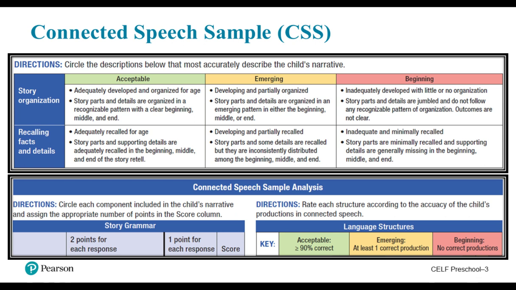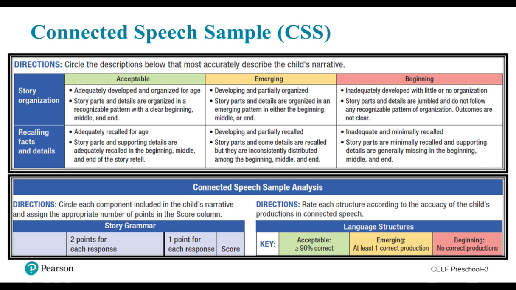It's actually still a work in progress because right now we're in the midst of a usability study, and we have examiners in the field trying out the record form and the materials to see if everything is clear and they know what to do with the scoring on this. We've actually changed the story organization section that you see here to delete the first bullet, actually for both story organization and recalling facts and details. So we won't have a bullet about adequately developed for age.